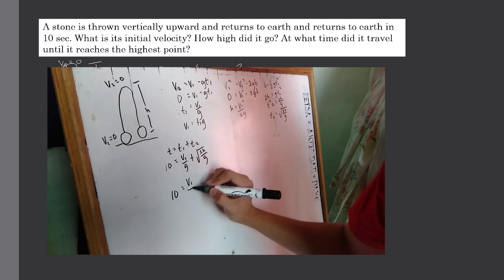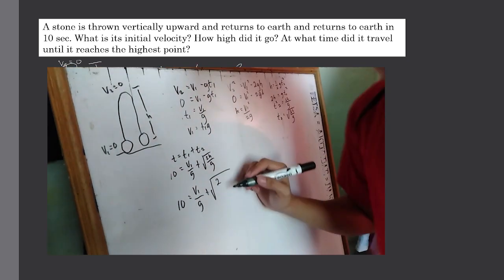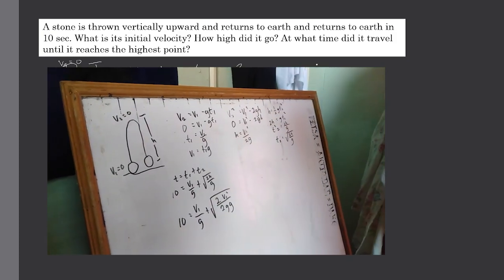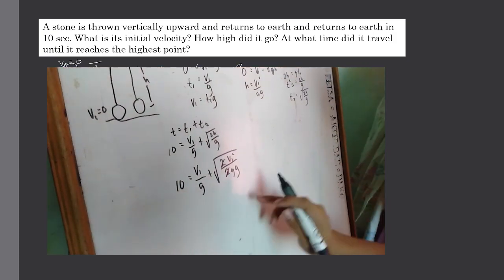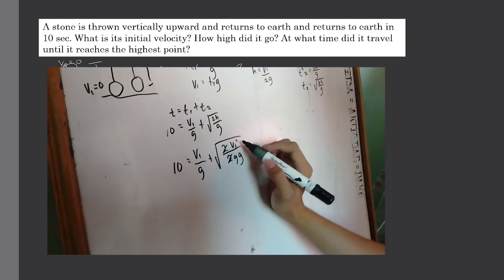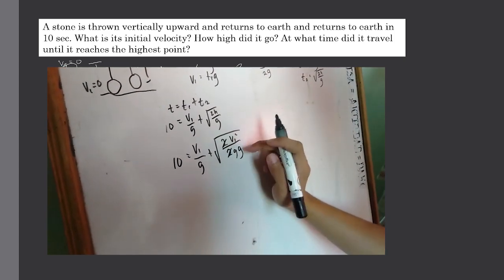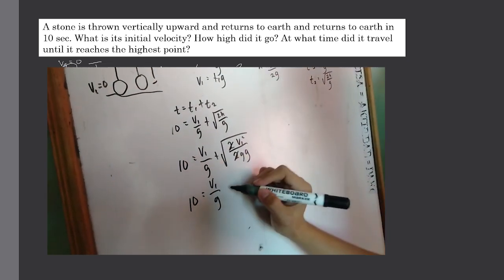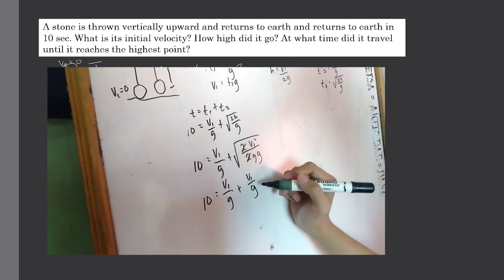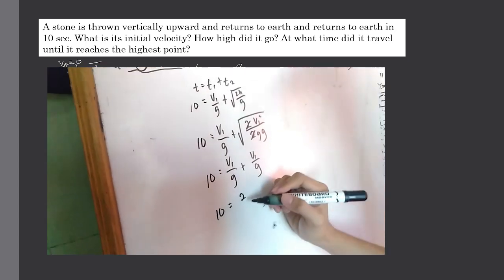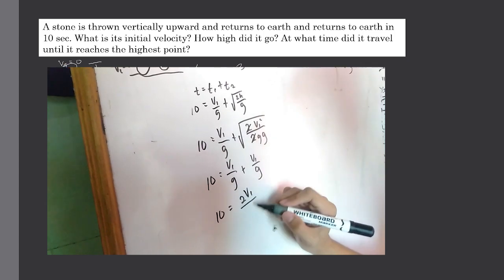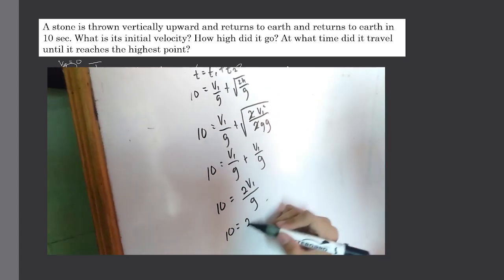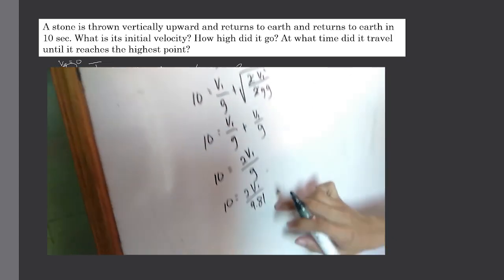So 10 is equal to V1 over G plus the square root of 2 times V1 squared over 2G, all over G. The 2s cancel. So inside the square root we have V sub 1 squared over G squared, so the square root of this is simply V sub 1 over G. So 10 is equal to V sub 1 over G plus V1 over G. So 10 is equal to 2 times the initial velocity over G. So equating, we have 10 is equal to 2V1 over 9.81 meters per second squared, because this is the gravity.